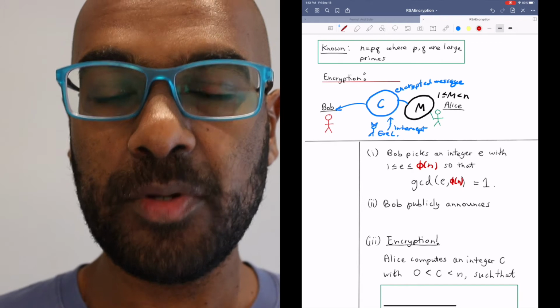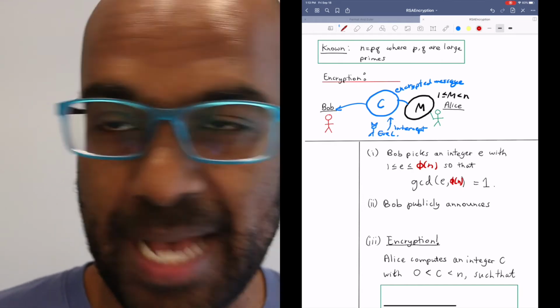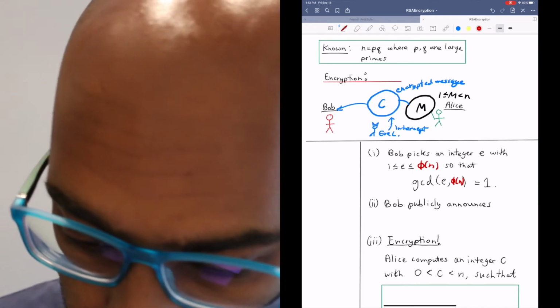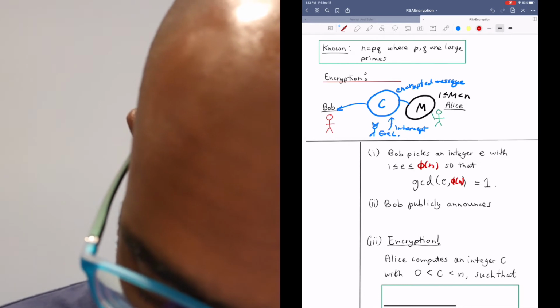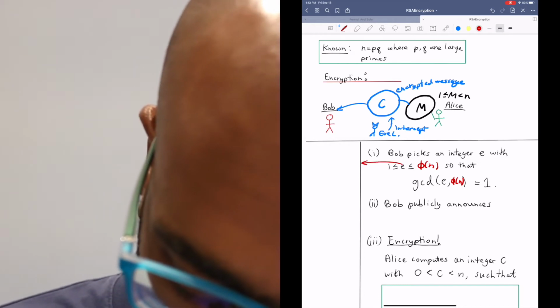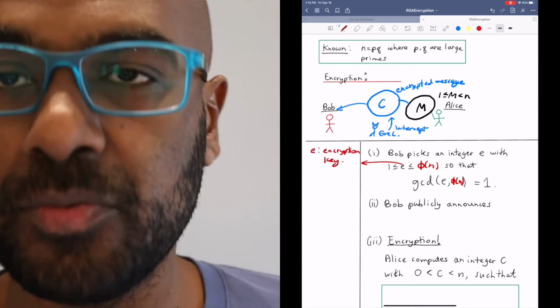Okay, so this seems a little bit weird. So we should ask some questions. First of all, this number E has a special name. E is called the encryption key. Okay, so that's a good word to know.